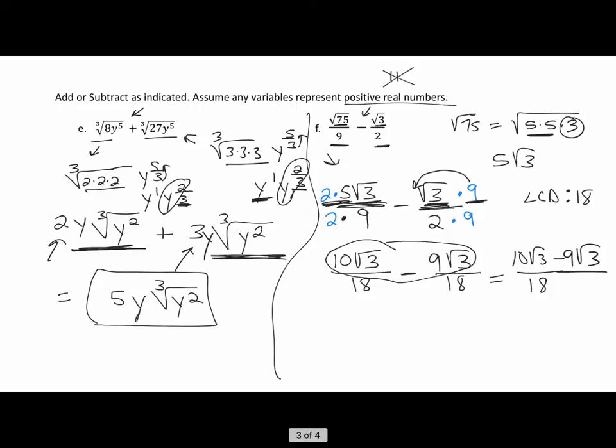And those are like radicals, so I can subtract the numbers in front. 10 minus 9 is 1 root 3 over 18. So just root 3 over 18 will be perfect. That does not simplify because this factor of 3 is under the radical, and this factor with 18 is not under a radical. So they are completely separate. I cannot simplify that at all. It is already simplified.